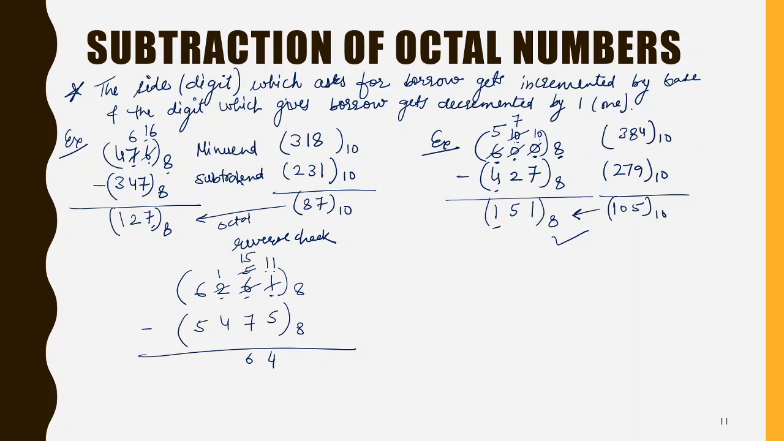Now this one alone cannot help, so it will ask for a borrow from here, so it will get reduced by 1, so it will become 5. It will transfer a borrow to here, and 8 is added. 8 plus 1 becomes 9, and 9 is written as 1 1 in octal, so 9 minus 4 is 5, right? So 5 6 4 in octal. This is the result of this subtraction. So the only rule that you need to remember is this.